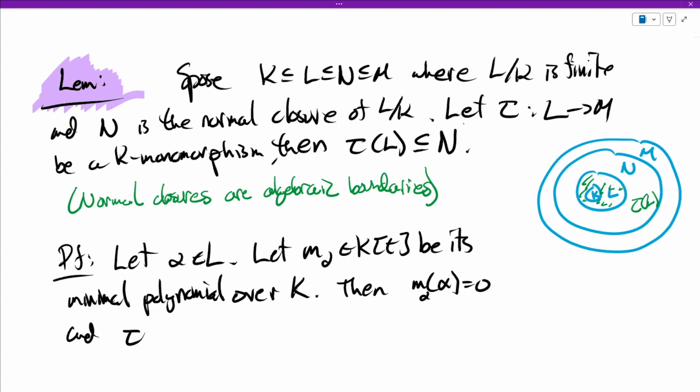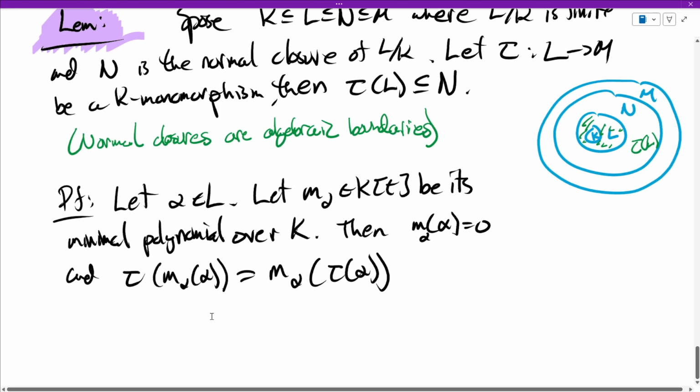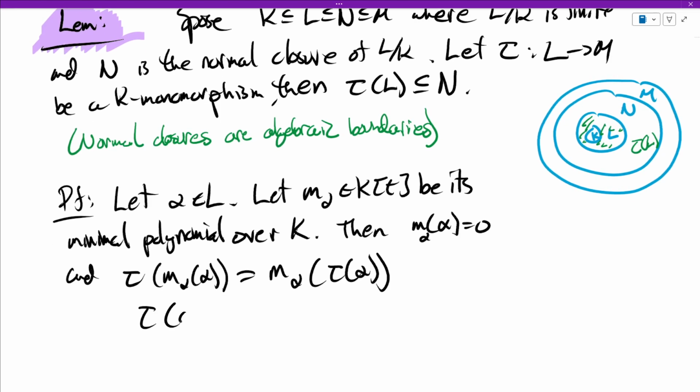Tau fixes K. So if we apply tau to M alpha of alpha, it applies to the coefficients of M alpha, and then also to alpha. It doesn't mess up the coefficients of M alpha because it fixes the coefficients. So that's just applying it to the input. And M alpha of alpha is 0. The image of 0 is always 0.